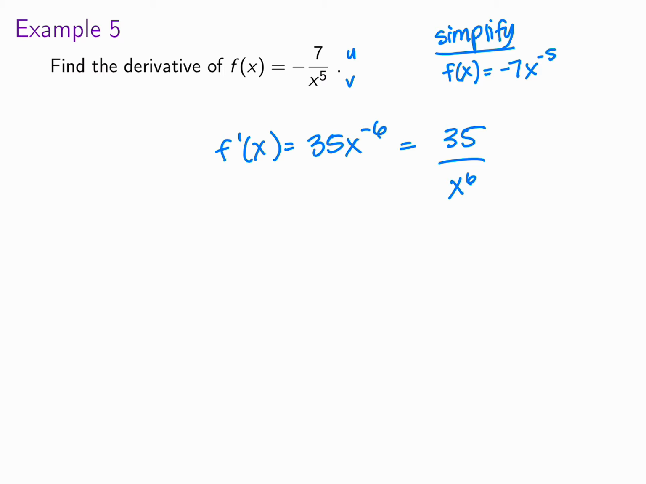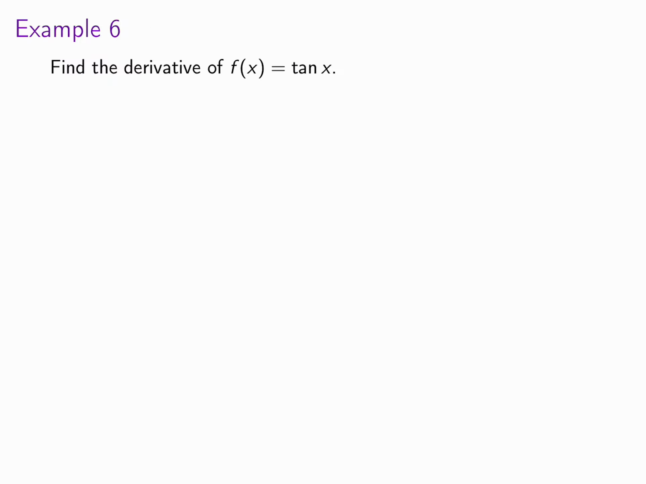All right, let's look at another one. Let's find the derivative of tangent x. And so you may be asking yourself, why is this in this section? Why are we finding the derivative of tangent in the quotient rule section? And the answer is, we are going to find its derivative by thinking of tangent x instead as sine x over cosine x. Now it's set up as a quotient where we know the derivative of both sine x and cosine x.